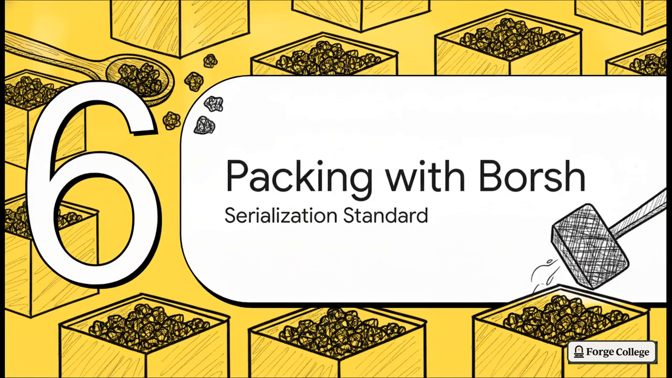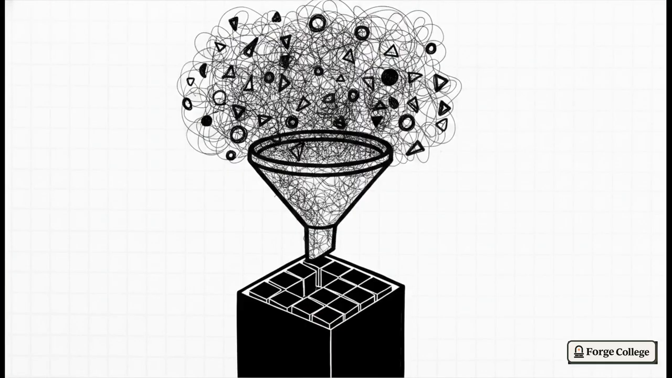Section 6. Packing with Borsh. Serialization standard. Which brings us to Step 4 in detail. We need an efficient tool to literally stuff our raw data into these fixed-size boxes. Meet Borsh. It's the ecosystem standard for Solana. It's a deterministic, compact, binary layout format.